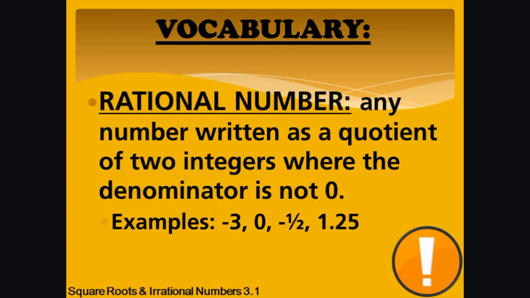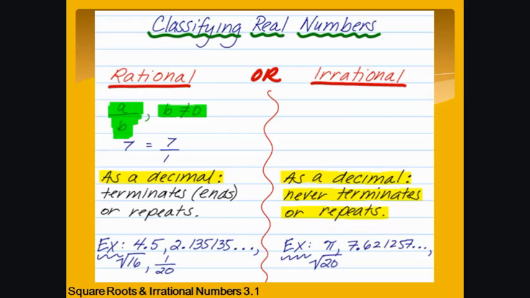Rational numbers are any number written as a quotient of two integers where the denominator is not 0. So here's some examples. -3, 0, -1/2, 1.2. And I think that you guys will be able to distinguish the difference between irrational and rational numbers with this chart. So go ahead and write this down.